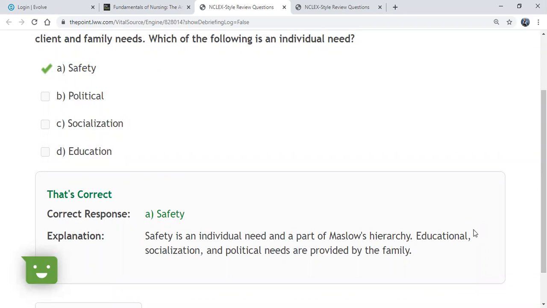Also, A is part of Maslow's hierarchy, and the other answer choices are things that are provided by the family. Your parents tell you basically who you're going to be politically connected to. They tell you who your friends are going to be, and if your parents have a certain level of education, you're more likely to follow along that line because they role model for you. You might go above and beyond what they did, but you're probably going to do at least at minimum what they did at some point in your life.